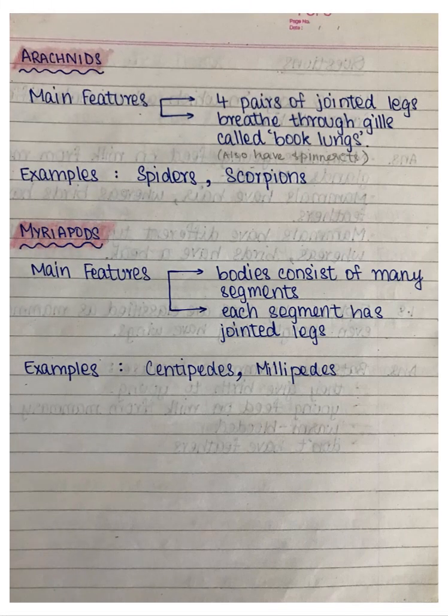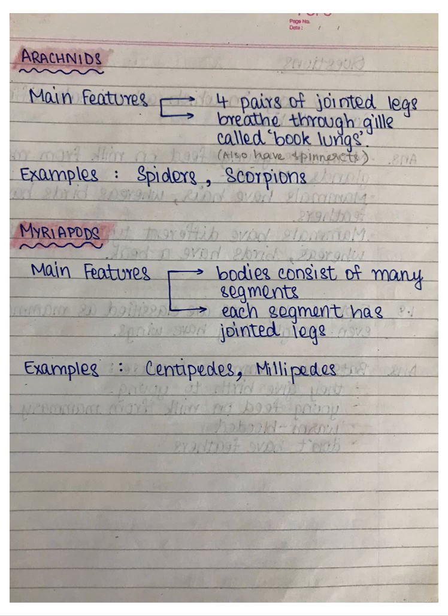Arachnids have 4 pairs of legs and a body that is divided into 2 parts, a combined head or thorax and an abdomen. They do not have antennae or wings. They breathe through gills called book lungs, and they also have spinnerets, the part through which they spin their spider webs. For example, there is spiders, scorpions, etc.